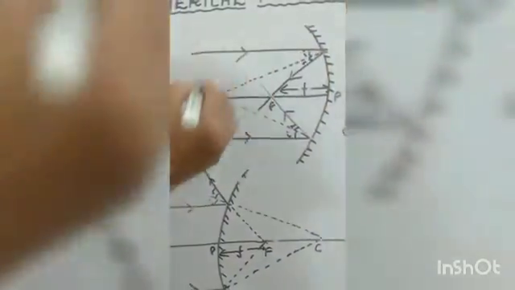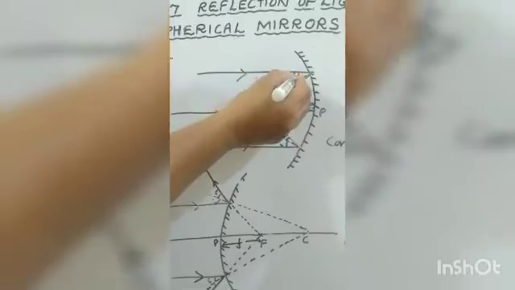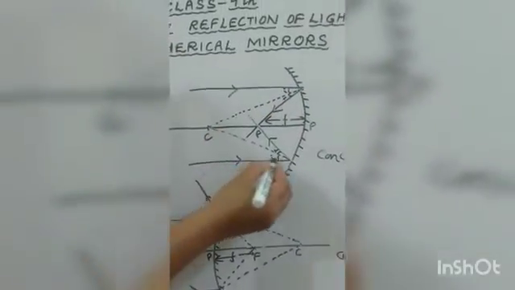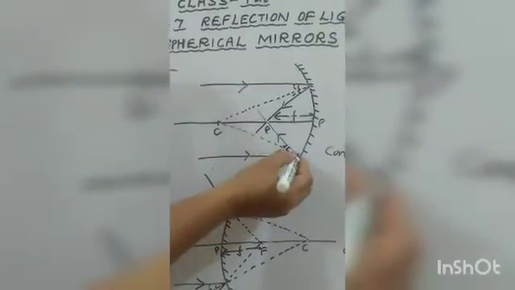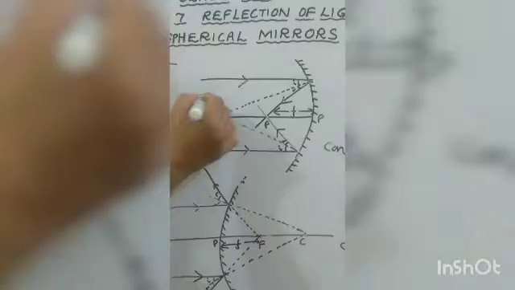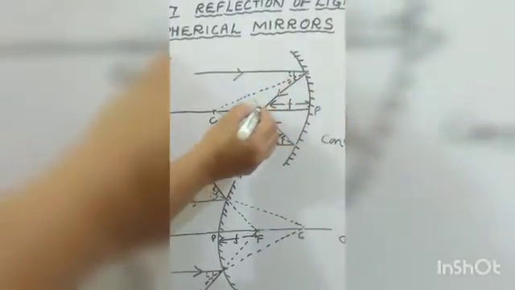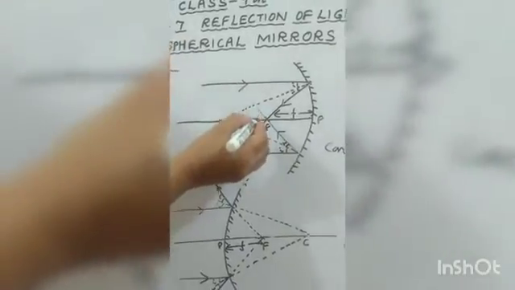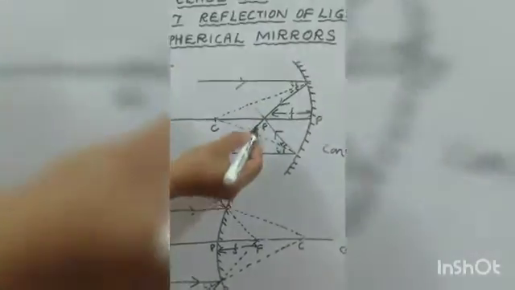Now suppose a ray is incident. This is the incident ray, which is parallel to the principal axis. It will fall at that point and reflect back, obeying the laws of reflection, that i equals r. One more ray I have drawn, going the same way, parallel to the principal axis; it will touch the mirror, reflect back and pass through the same point. And if I draw many rays, they all pass through the same point on the principal axis. This point is called the focus of the mirror.